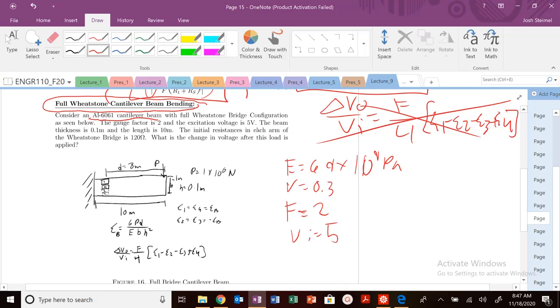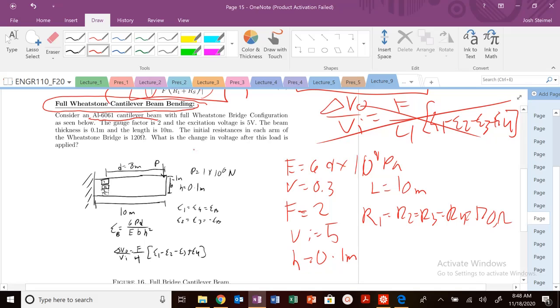Beam thickness, so our H is equal to 0.1 meters. The length, so our L is going to be equal to 10 meters. The initial resistances in each arm of the bridge are R1 equals R2 equals R3 equals R4 equals 120 ohms. Why is this important? Because it means that we're balanced. So our initial V naught is equal to 0.